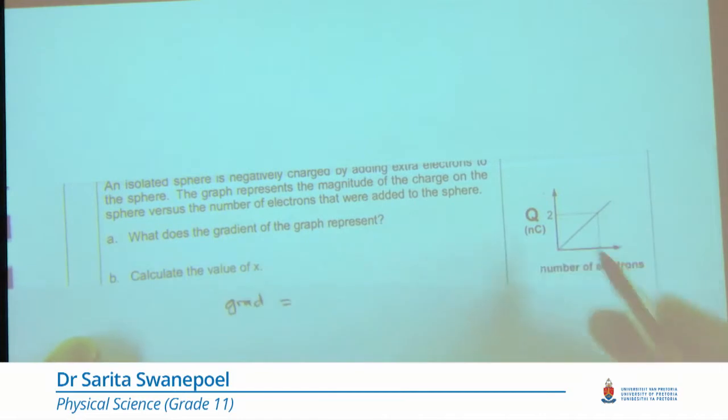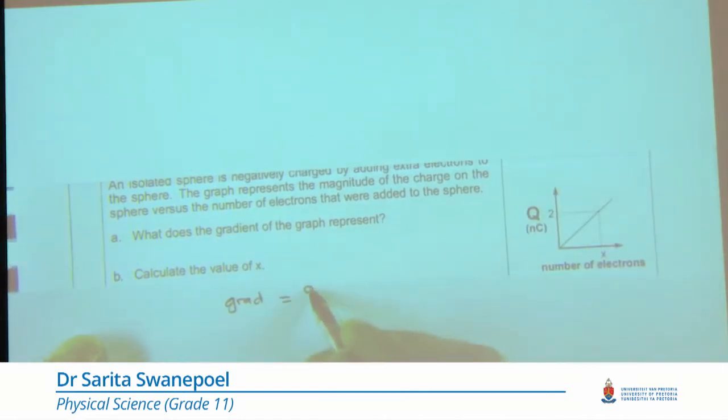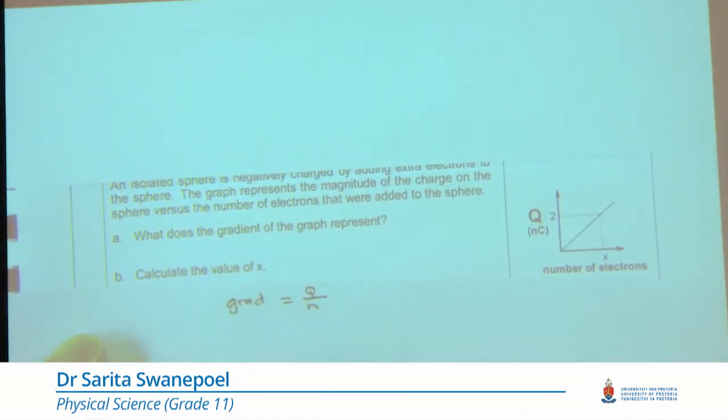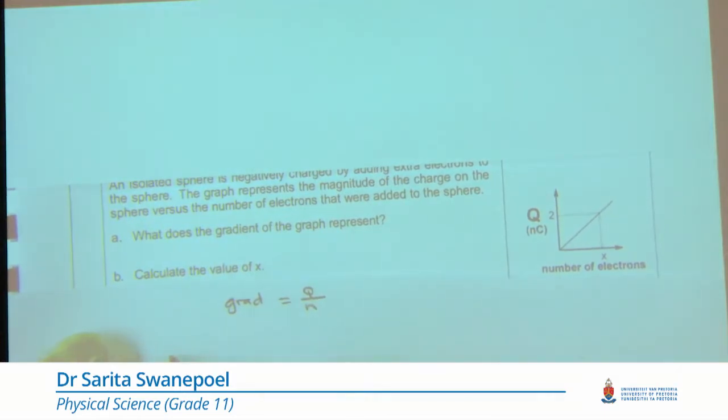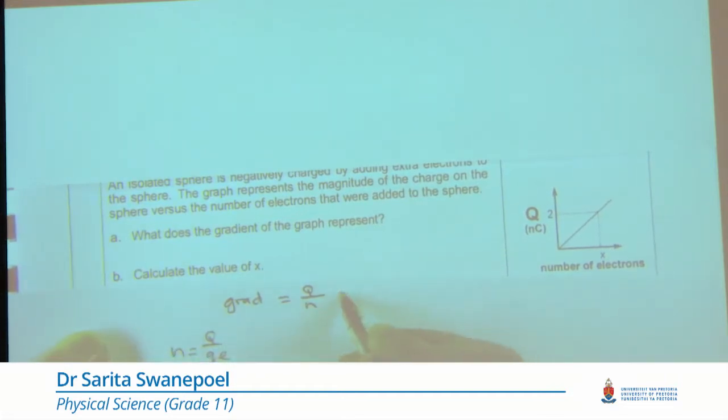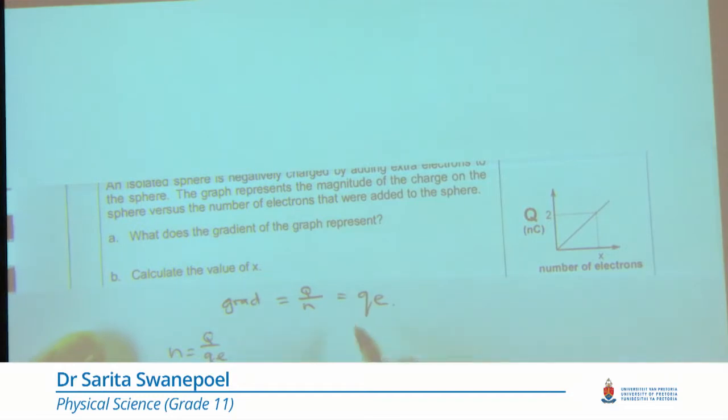Gradient being change in y-axis divided by change in x-axis. What is Q over N? My equation used to be N equals Q over QE. So how do I get Q over N? That will be equal to QE. Right, so what is represented by this gradient?